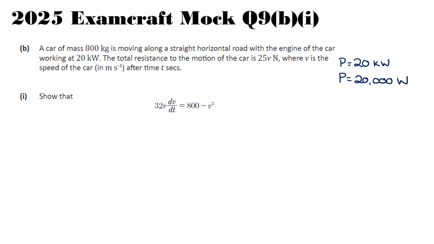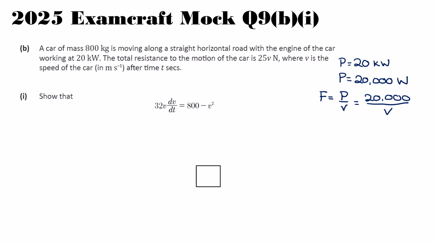And in a question like this, we need to turn that into a force. So our force is power divided by velocity. So that's going to be 20,000 divided by V. The next thing we're told is the total resistance to the motion is 25 V newtons, where V is the speed of the car in meters per second after t seconds. So show that this is true.